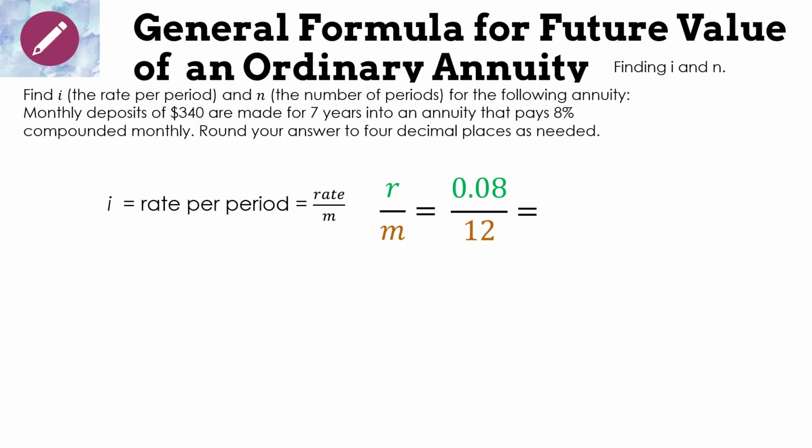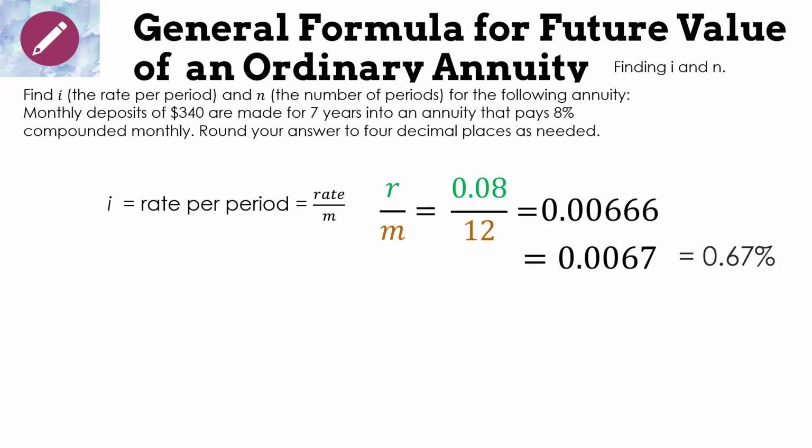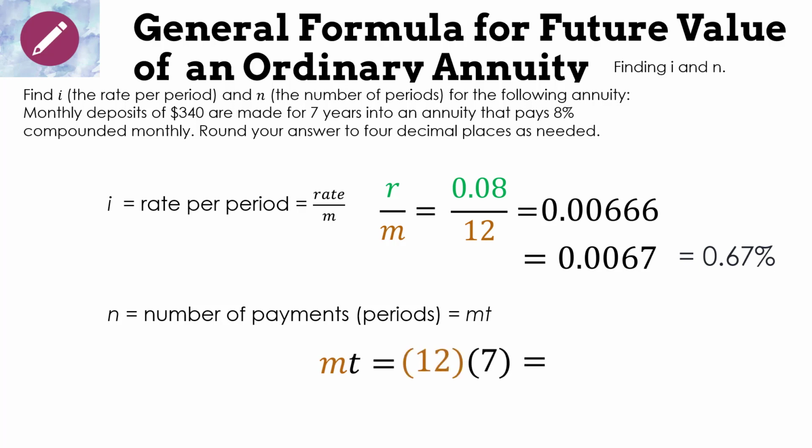And how many times does it compound? Monthly, so that's 12. We get 0.00666, but we have to change it to a percent. First, let's round to 4 decimal places, and then convert it to a percent. We need to find n, the number of payments. Well, that's m times t. m is 12 because it's monthly. And how many years? t, that's 7. So the number of payment periods is 84.